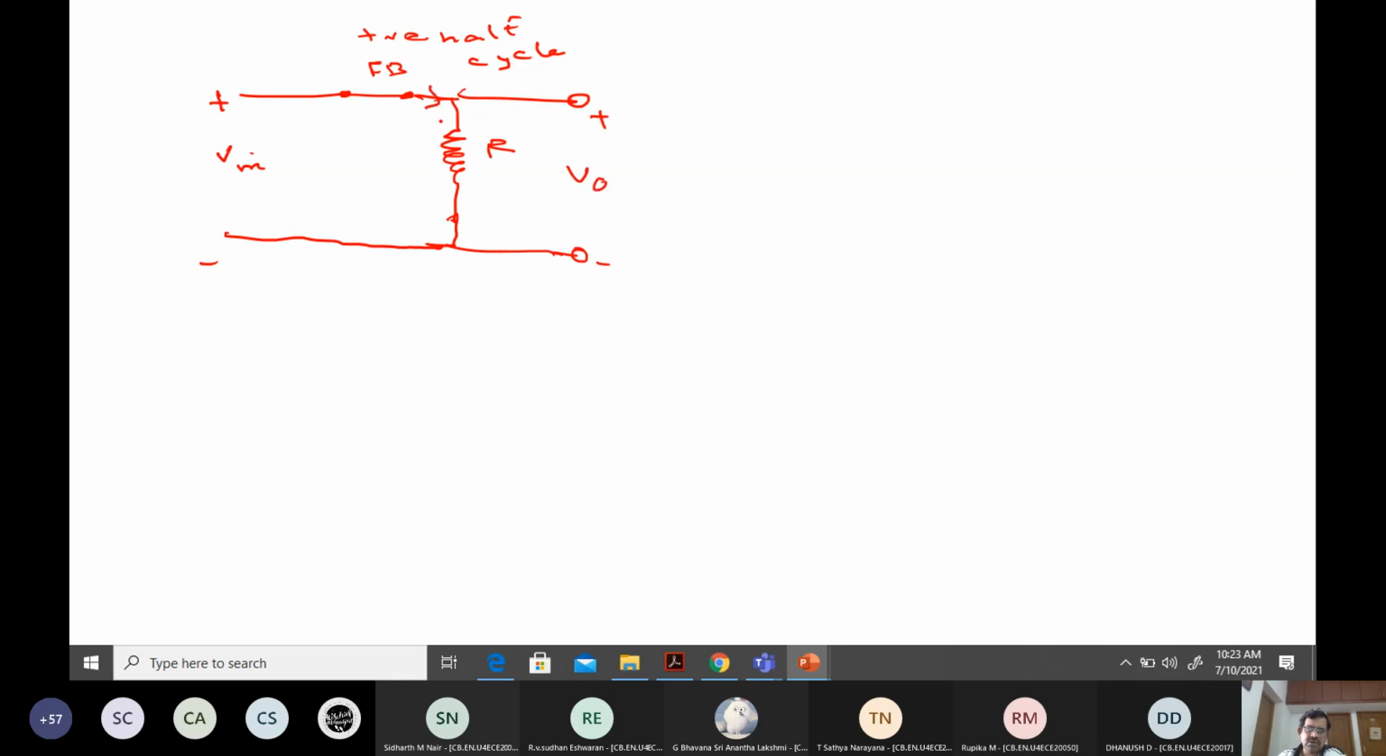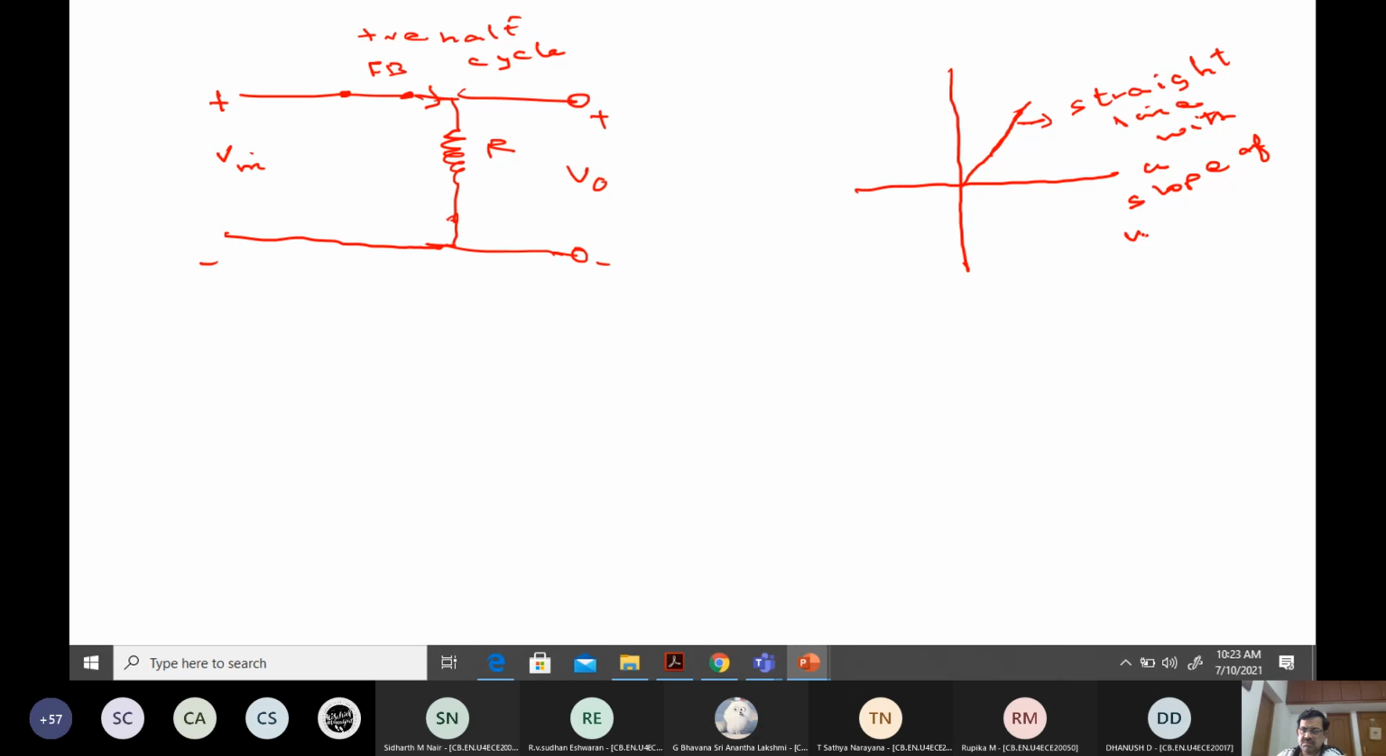So current will be flowing through, and if I were to draw my transfer characteristics for the positive cycle, I will get it like this. It's a straight line with a slope of 1, slope of unity. And this is my input, this is my output.